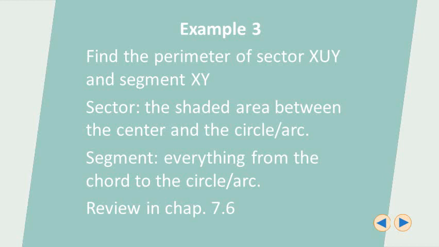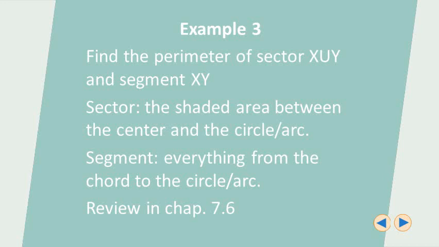All right, here we are with example 3 at the bottom of page 362. I'm not going to work through all of this with you. They're wanting you to find the perimeter of sector XUY and segment XY. I just want to remind you from chapter 7 what a sector is. The sector would be the entire shaded area there from the center of circle U out to points X and Y and the arc. To find the perimeter for this, you're going to use the two radii, UX and UY, and then you've got to find the length of arc XY.